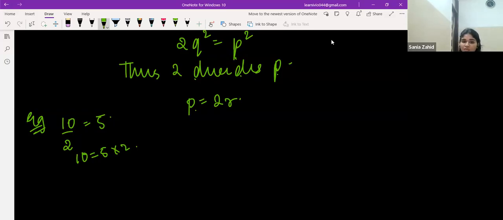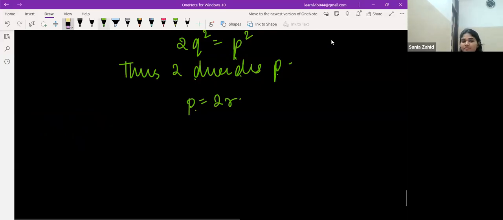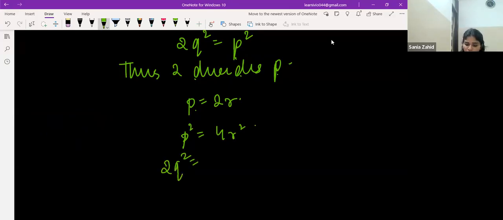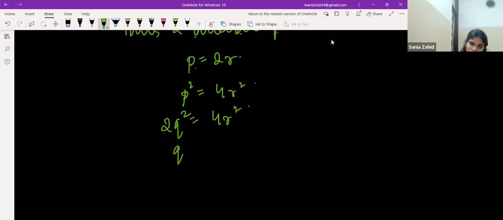Now, what was the value of p square first of all? 4r square. p square is 4r square. Right. Now, also we know that p square is equal to 2q square. That means 2q square is equal to 4r square. Can I say q square is equal to 2r square? Yes.